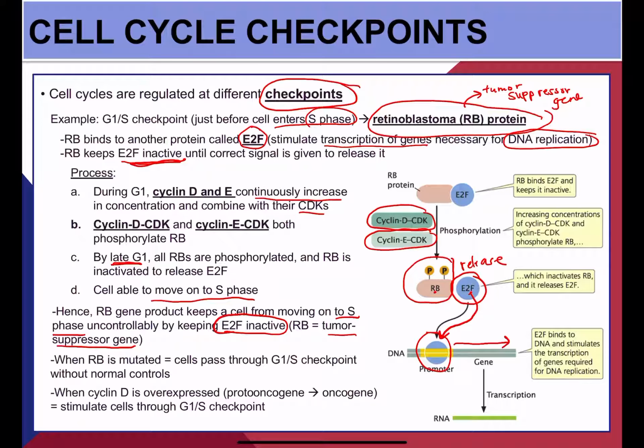Now, when RB is mutated, however, cells can pass through the G1/S checkpoint without normal controls, okay? Because RB is mutated, E2F is just floating around, no longer bound by RB, and it's just going to go straight to transcription of those DNA replication factors.